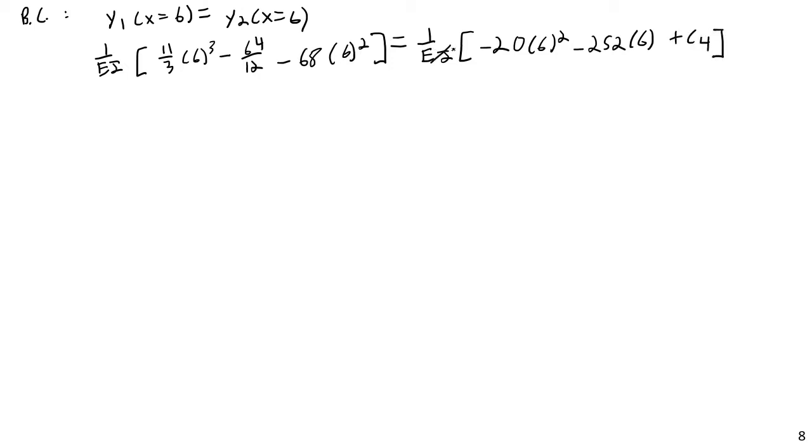And again, the EI cancels out. If you solve this for C4, you will find that C4 is equal to 468. So let's get our final equation. Let's summarize this with a final equation.